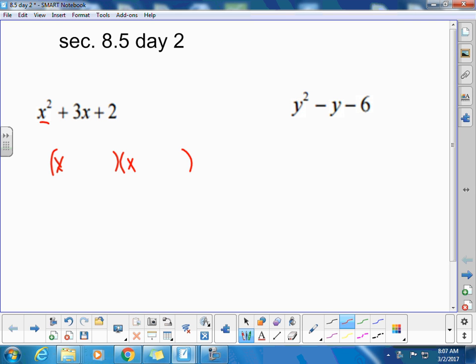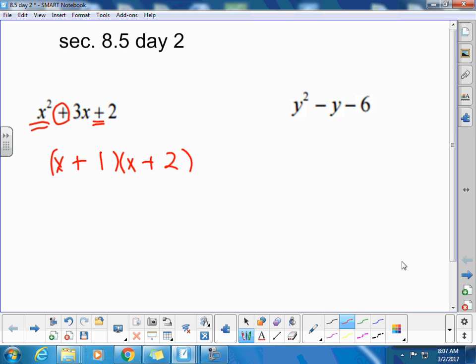Since it has just an x squared here, I know they both have to start with x's. My only options for factors are 2 and 1 because those are the only factors of the number 2. And since I multiply together to get a positive number, they both have to be negative or they both have to be positive. And this one tells me they both have to be positive. So it should be x plus 1 and x plus 2.